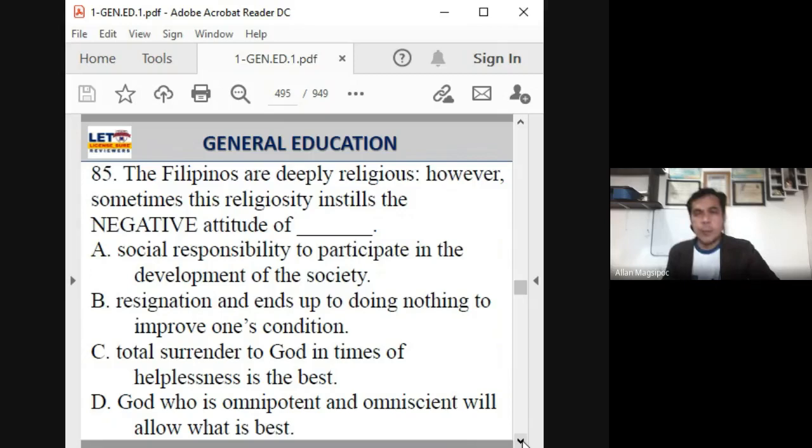The Filipinos are deeply religious. However, sometimes this religiosity instills the negative attitude of blank. It's okay to be religious, but sometimes religiosity instills a negative attitude. Which of the following is the negative attitude? Is it a social responsibility to participate in the development of society? Is it resignation and ends up to doing nothing to improve one's condition? Is it total surrender to God in times of helplessness is the best? Or is it God who is omnipotent and omniscient will allow what is best?